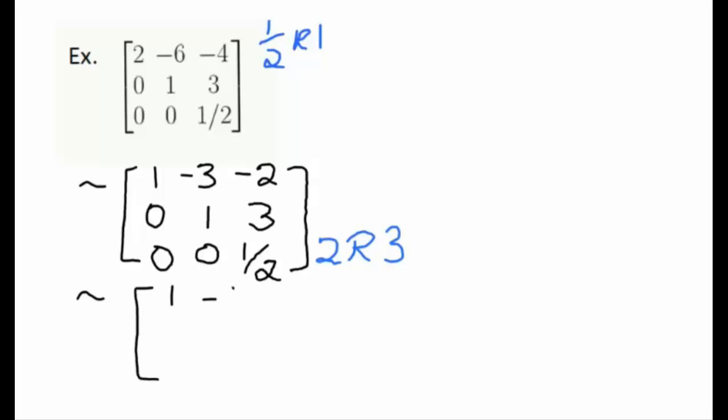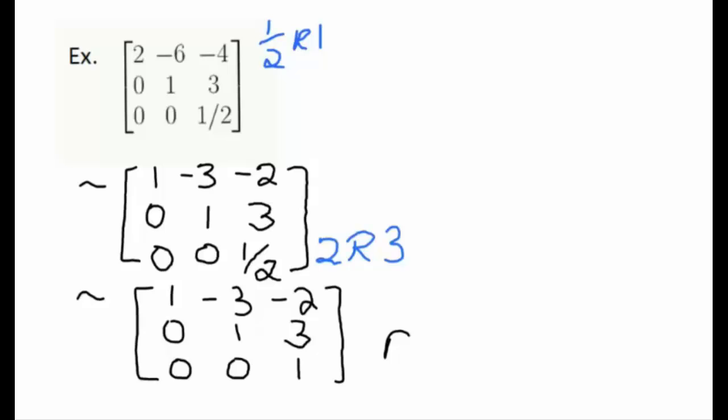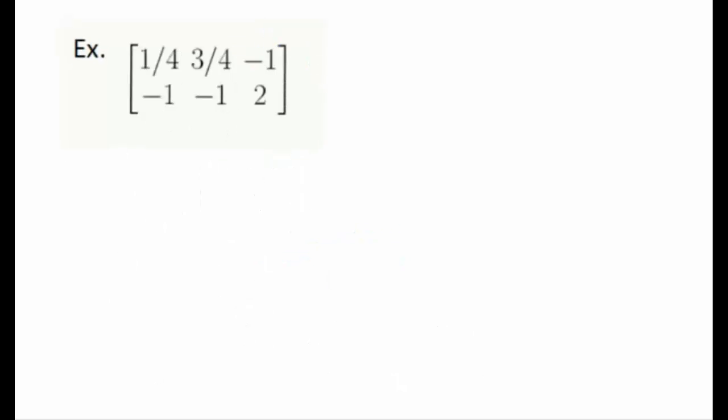Okay, in doing this operation, there's no change to row 1 or row 2, so we still have 1, minus 3, minus 2, 0, 1, 3. And we just multiply all of the numbers in row 3 by 2. So we'll have 0, 0, and 1. And you can check that this matrix satisfies all of the requirements to be in row echelon form. So let's work through another example. In this example, we're going to have to do a bit more than just multiplication of rows. So here we're also going to have to use some type 2 elementary row operations.